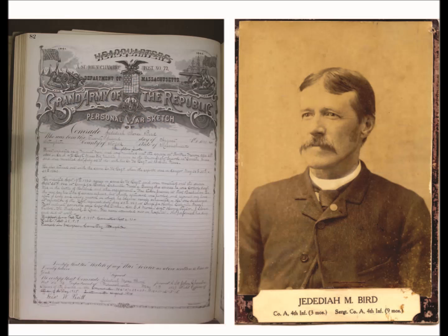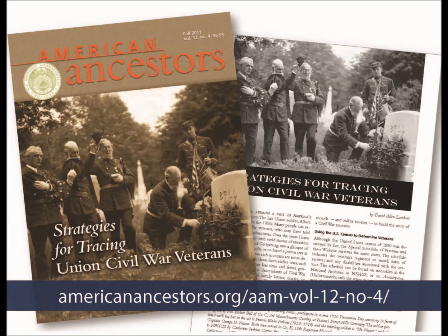This is an example of a sketchbook from Post 72 GAR Post in Stoughton, Massachusetts, for a Jedediah Morse Bird who died back in 1919. This sketch gives when he was born, when he enlisted, his entire military service. This down here gives all of the particulars of when he joined the post and what offices he held. And in the records is an identified photograph of Jedediah Bird and the unit in which he served with.